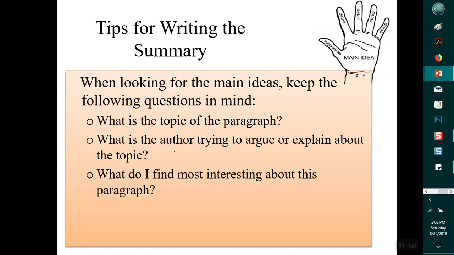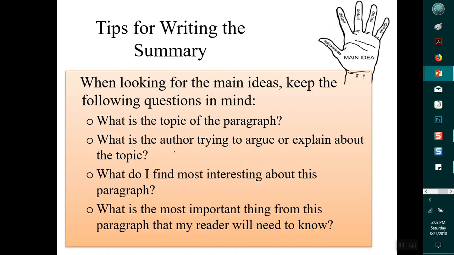What do you find the most interesting about a paragraph in an essay, or an entire essay, or an entire article? What's the most important thing from each paragraph that your reader will need to know? If you keep in mind those things, particularly this, what's the most interesting and what's the most important? What's the author's overall argument and the topic? Really, that's the key. Take those things, distill it, boil it, condense it down, whatever word you want to use, and then you put those in your summary in your own words.